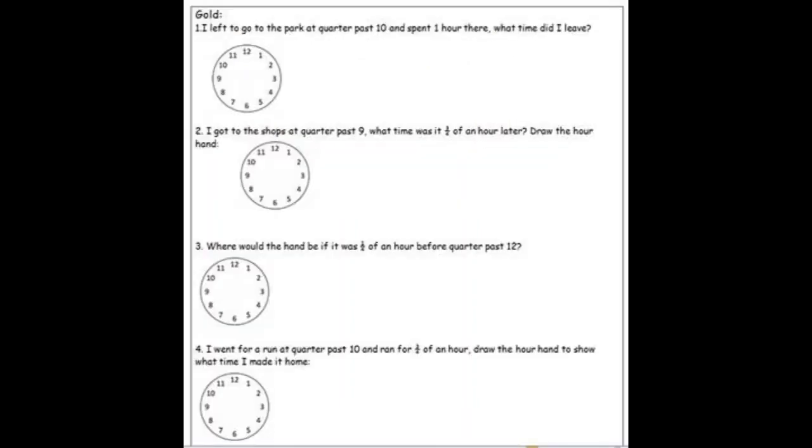And finally, this is our gold activity today. Number 1 says, I left to go to the park at 10:15 and spent 1 hour there. What time did I leave? So I would recommend you doing this practically first. So make your hour hand at 10:15, move it 1 hour after, and then draw that hour hand onto your sheet and go through the rest as well.